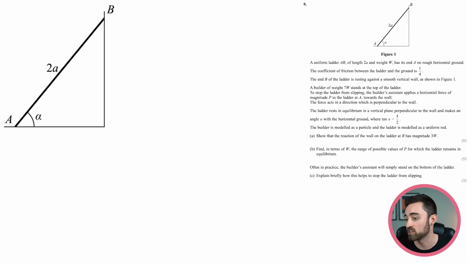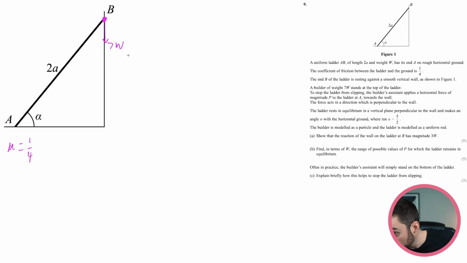Look, coefficient of friction between the ladder and the ground is a quarter. Write it down before you carry on reading, right? So mu is a quarter down here. Sick. The end B of the ladder is resting against a smooth vertical wall. Okay, no friction here. A builder of weight 7W stands on top of the ladder. Get it down, right? So he is at the top. Our mate here, chilling, and he's 7W down here.